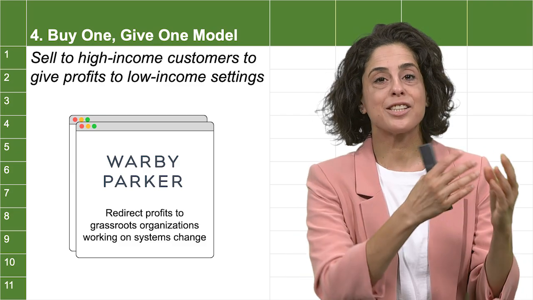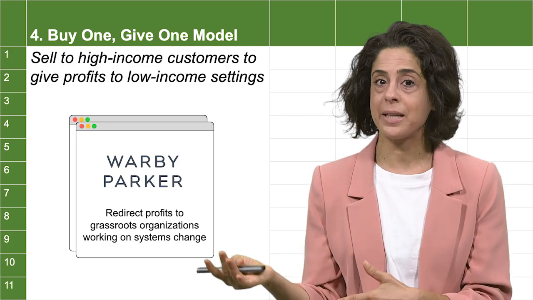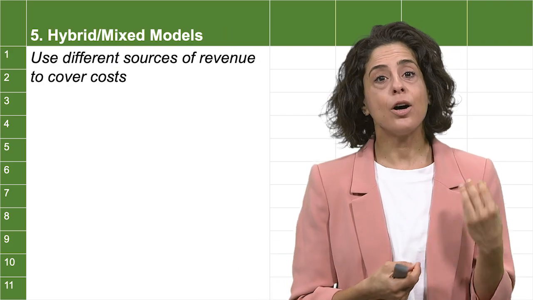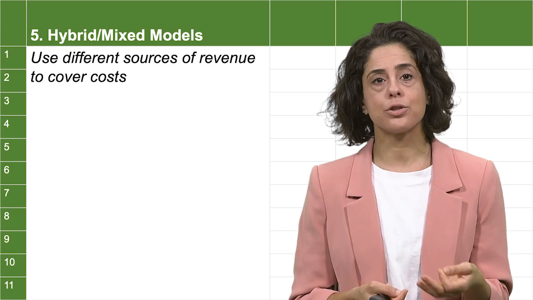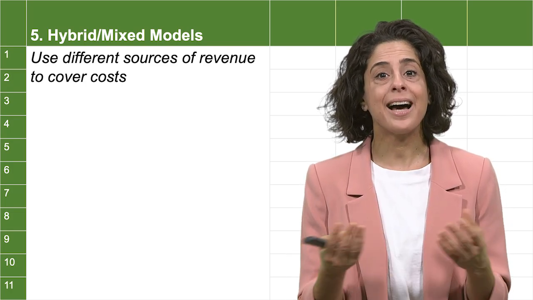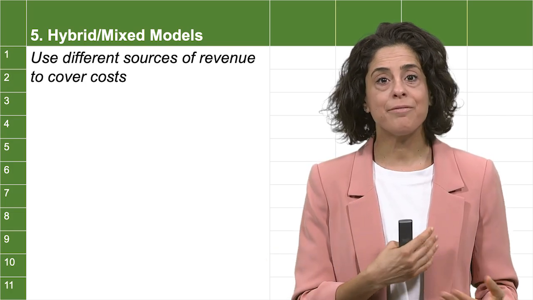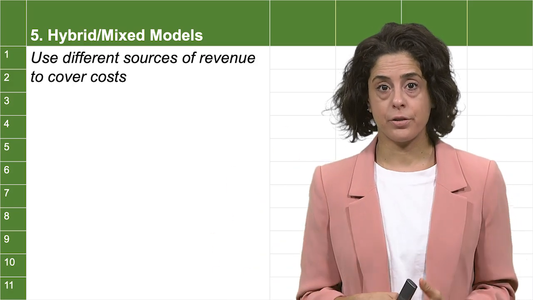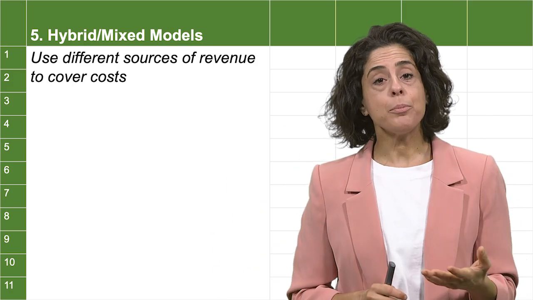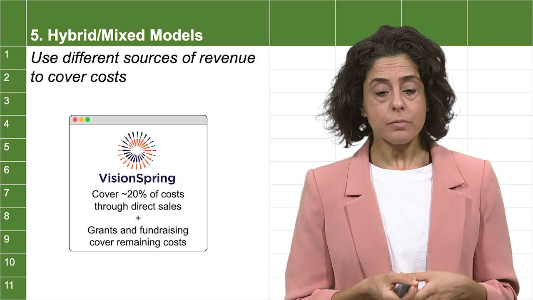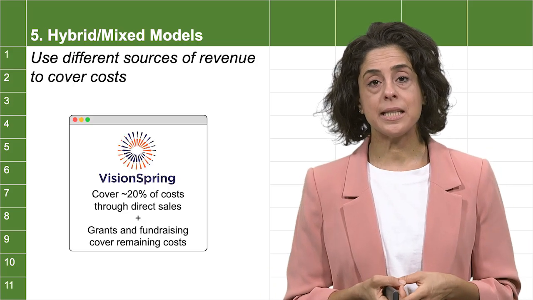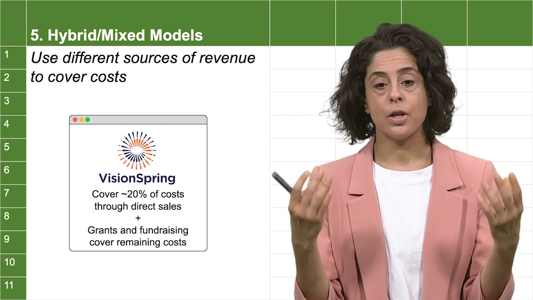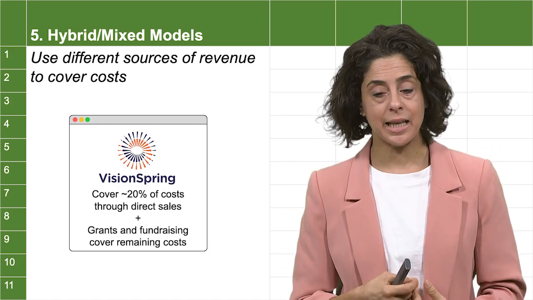Business models, you might start out with something and then evolve into something else. And that's okay. That's a totally normal part of the process. I also want to say that a lot of social entrepreneurs rely on a hybrid or mixed model where they have many different sources of revenue that add up to cover their costs. So an example of this is Vision Spring. Vision Spring is a social enterprise that aims to support vision around the world through low-cost, high-quality eyeglasses.